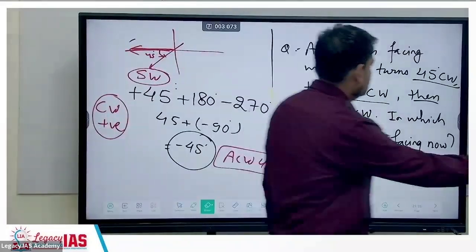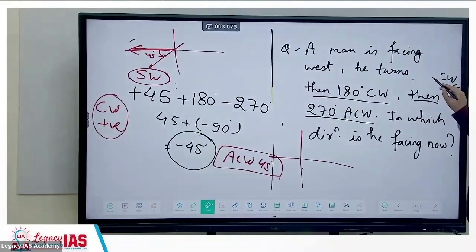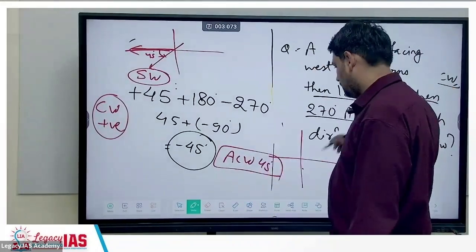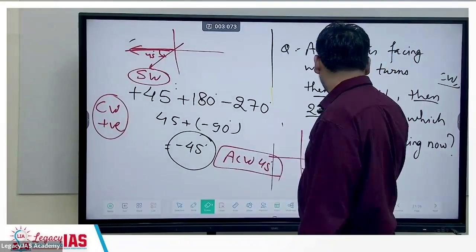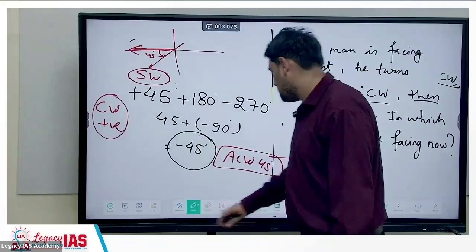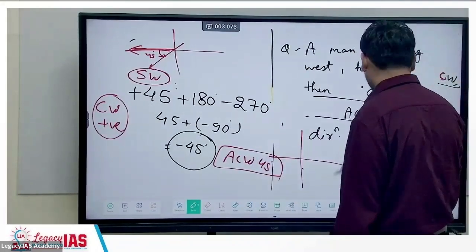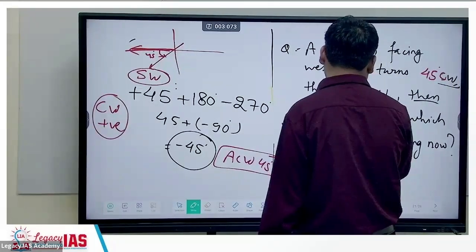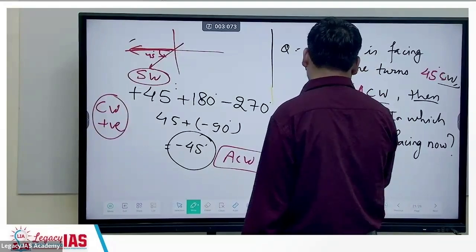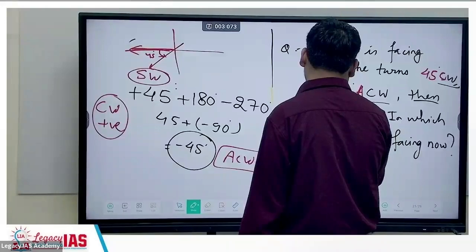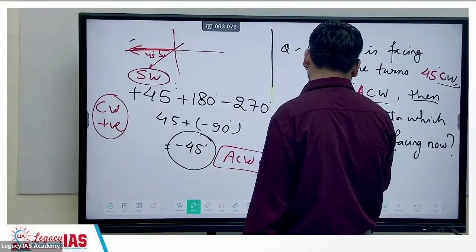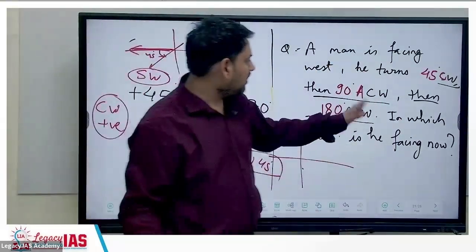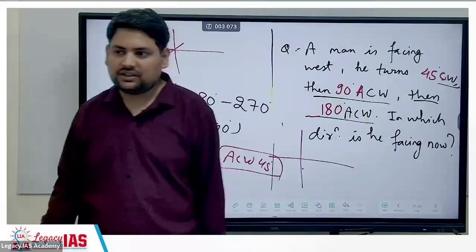Do one just for practice. Let's say he goes, what if, do this: 45 degree clockwise, then 90 degree anti-clockwise, then 180 degree anti-clockwise.